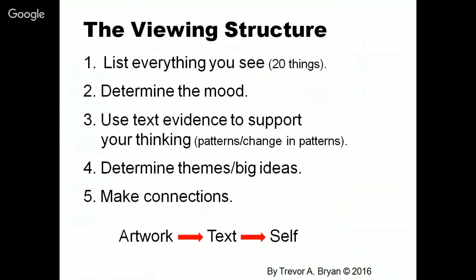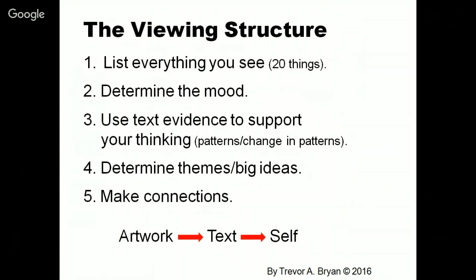And then we're going to determine the mood. We're going to use text evidence to support your thinking, and that's where the patterns come in. That information is also going to be thought of through the Axis lenses. So we'll use the Axis lenses to find the text evidence.